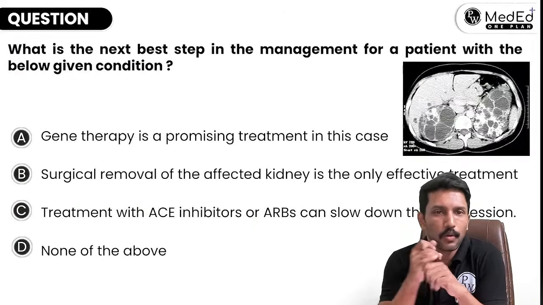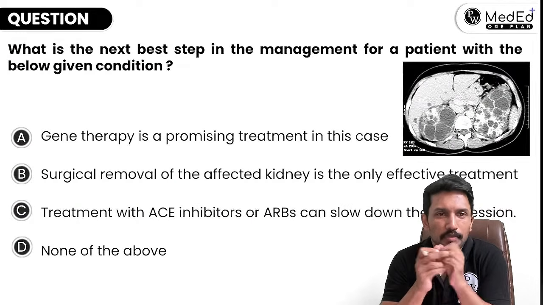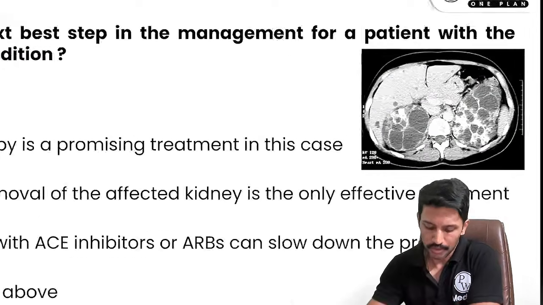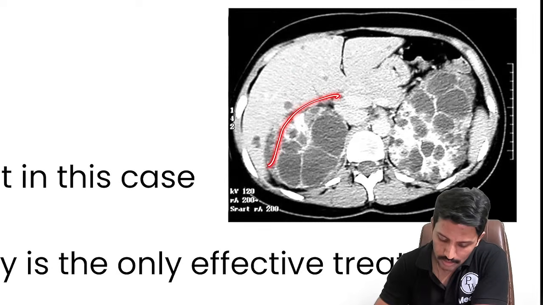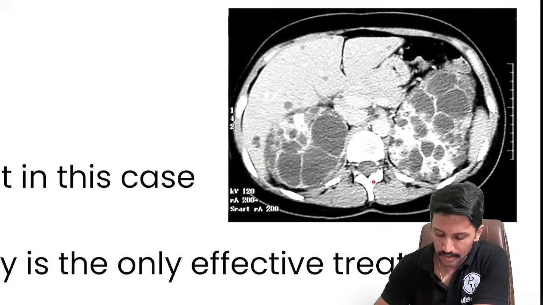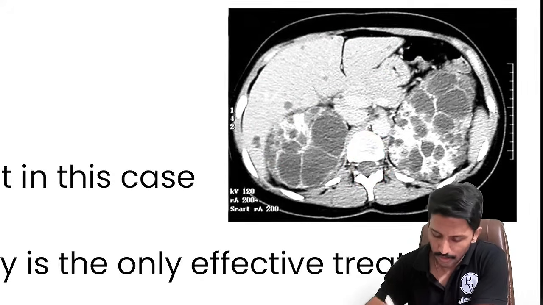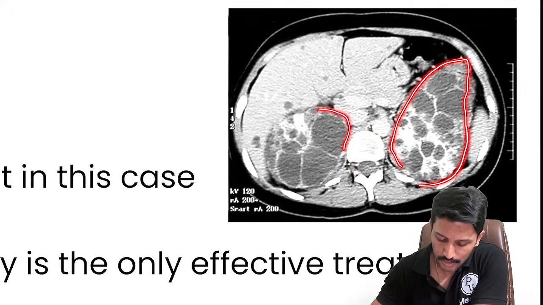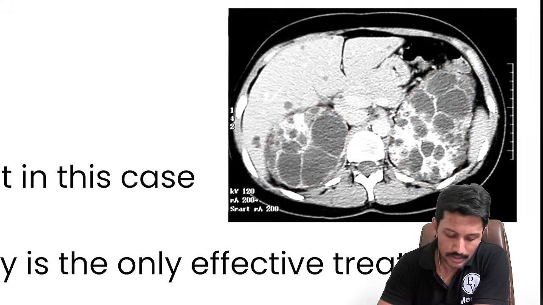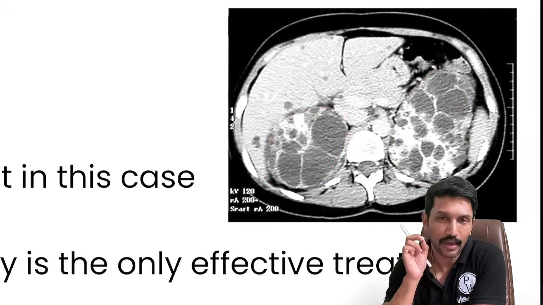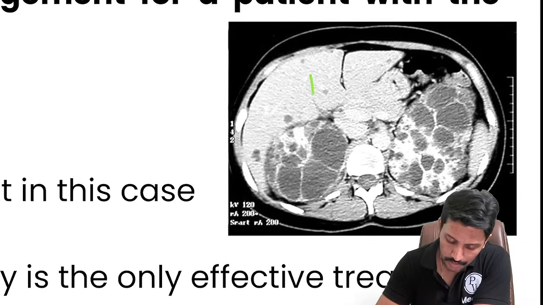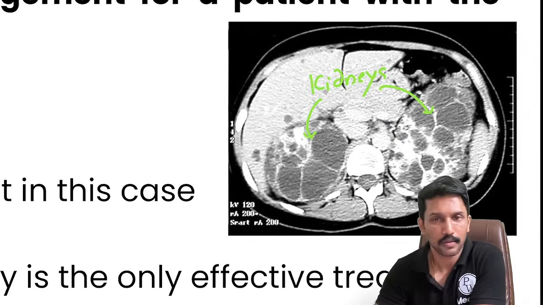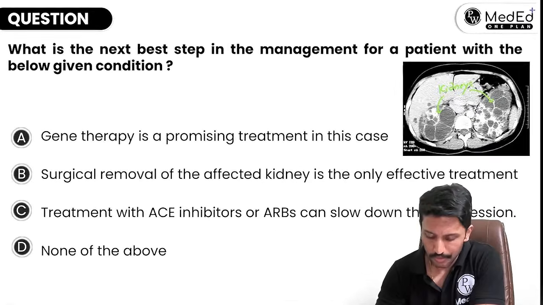Now what is the next best step in the management of a patient with the below given condition? So what do I notice here in the CT image? You can see this is liver. You can see the vertebral bone. And what are these structures? These are actually kidneys. And what do you notice? Kidneys are large, bulky, and are showing cystic spaces in them. Then what should I be thinking about?